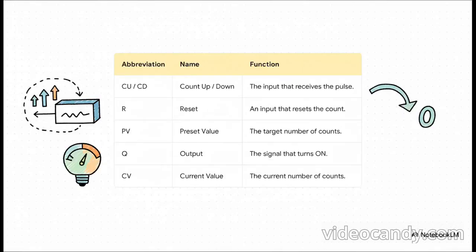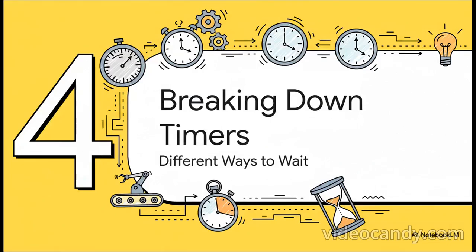And hey, look familiar? Just like timers, counters have a similar setup. You've got your CU for the pulse to count up, a PV or preset value, which is your target number, a Q for the output when you hit that target, and, super important, an R to reset the count back to 0.